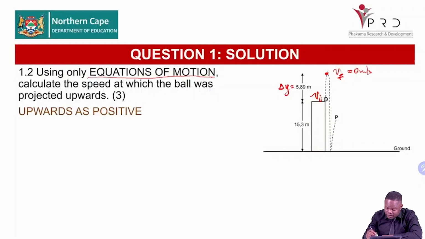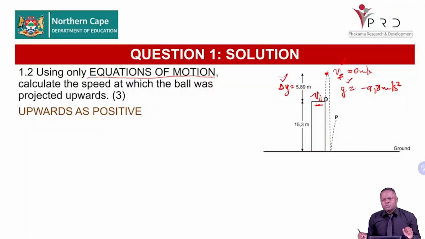Since the object is going upwards, you can see that it is decelerating, the velocity is decreasing until it reaches 0. What does it tell us about g? Our g is going to be negative 9.8 meters per square second. So this is the data that you have. Now looking at this data, you go back to your question and ask, what do I need to calculate? You need to calculate the speed at which the ball was projected upwards, your VI. You have VF, you have g, and you have delta y. Then you go to your equations of motion, the 4 equations of motion.